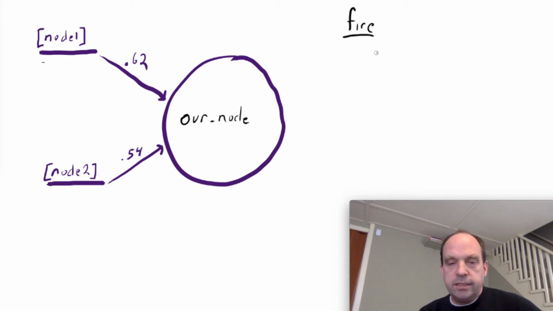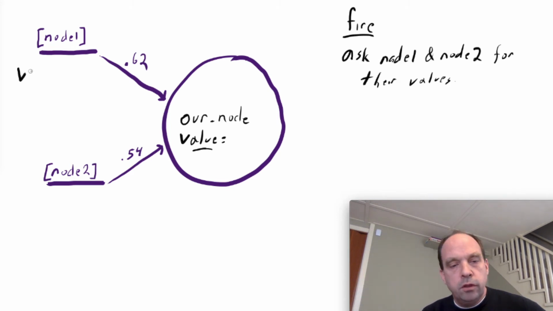At that point, we're ready to fire. Fire is a two-step process. The first step is that our node needs to figure out what its value is. Our node's value depends on the value of the nodes before it. So we need to ask node 1 and node 2 for their values. For simplicity, let's suppose that node 1 has a value of 1 and node 2 has a value of 0.5.